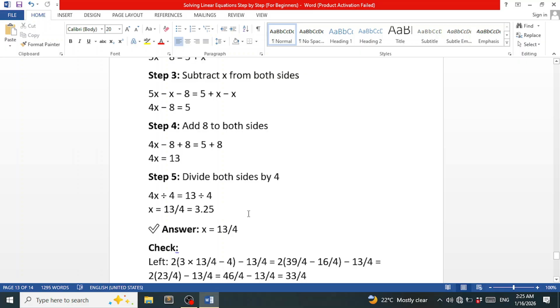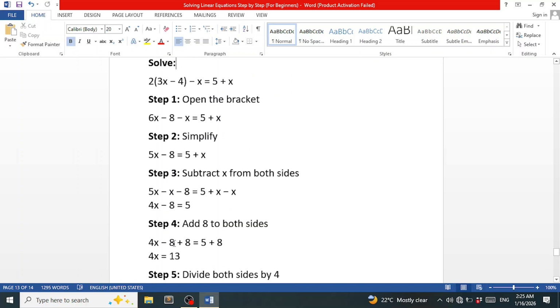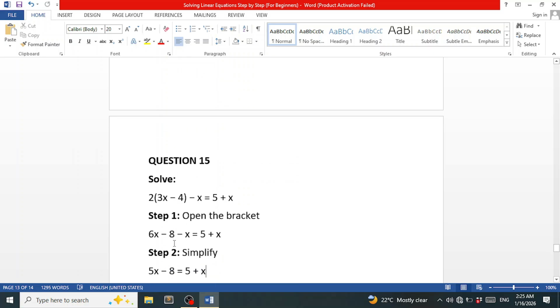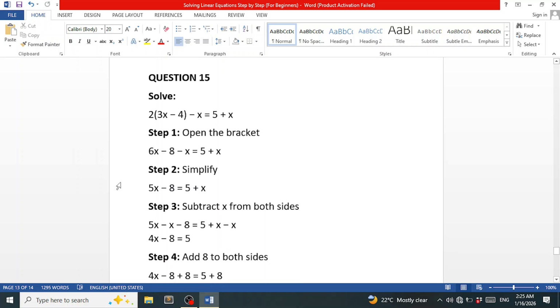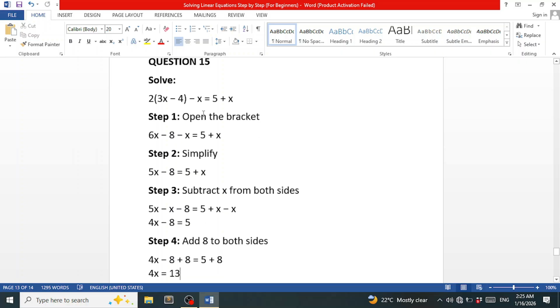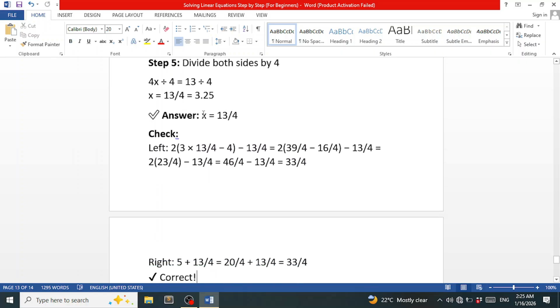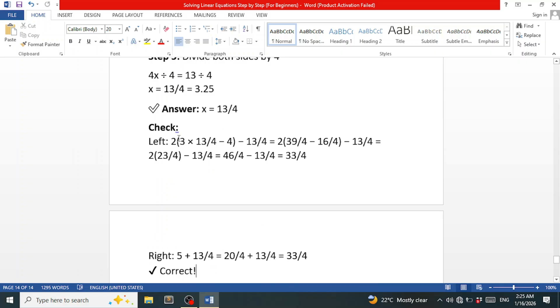Let's go ahead and verify if our answer is correct. On the left side, let me show you. This is challenging, I know. Most of you are like, what? But it is what it is. So 2 into 3x minus 4 minus x. Let's check here. You're going to have 2 brackets 3 times x, which is 13 over 4 in terms of fraction.